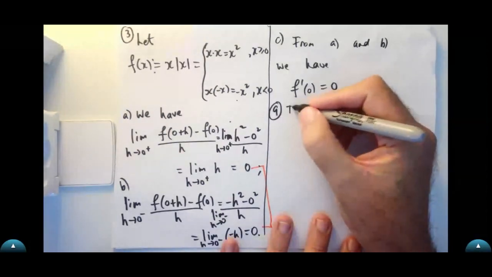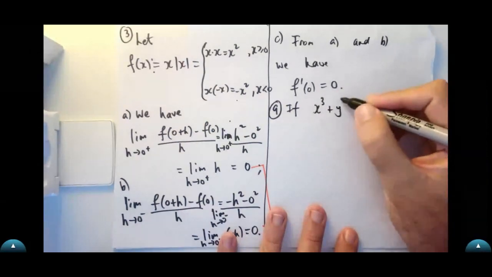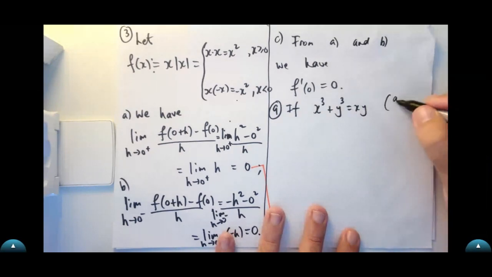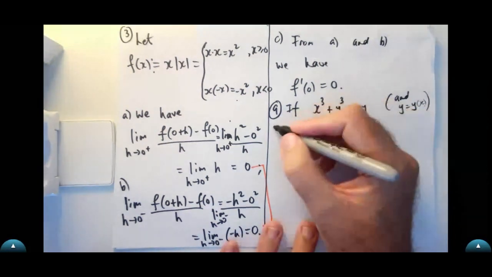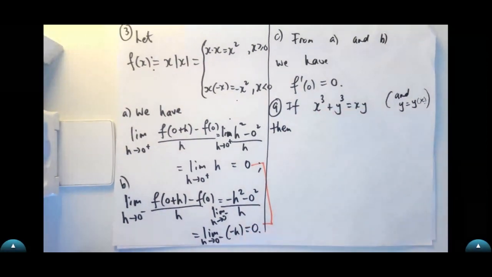So if we have the following relationship, and we sort of assume here that y is a function of x. Okay, that's sort of like hiding in the background, if you like. Then what I'm going to do is differentiate both sides of this expression with respect to x, and then I'm going to use the chain rule, and whatever differentiation rules are appropriate.